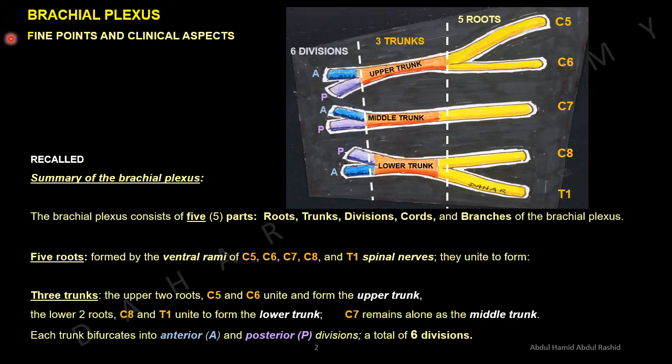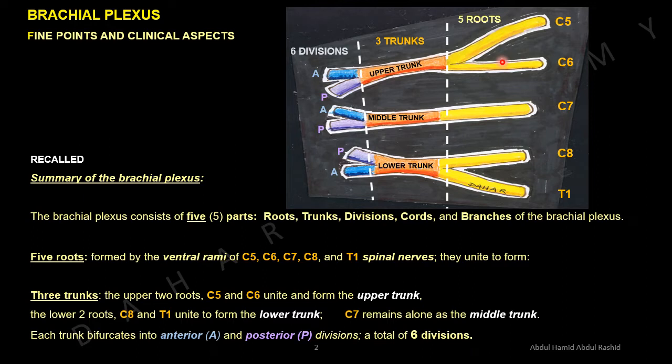Brachial plexus, fine points and clinical aspects. Summary of the brachial plexus, recalled. The brachial plexus consists of 5 parts: roots, trunks, divisions, cords, and branches of the brachial plexus. Roots. 5 roots of the brachial plexus are formed by ventral rami of cervical 5, cervical 6, cervical 7, cervical 8, and first thoracic nerve.